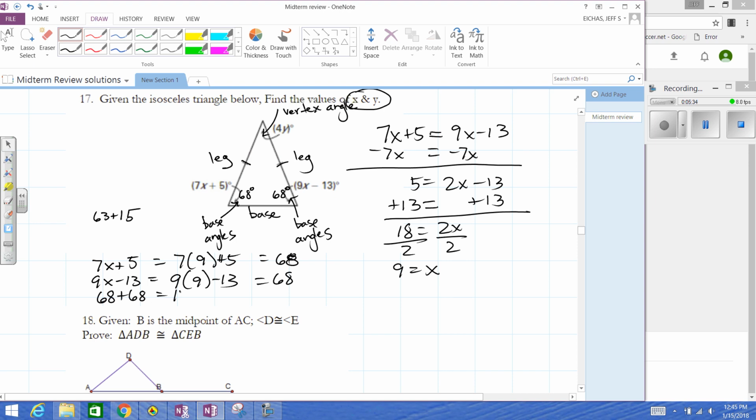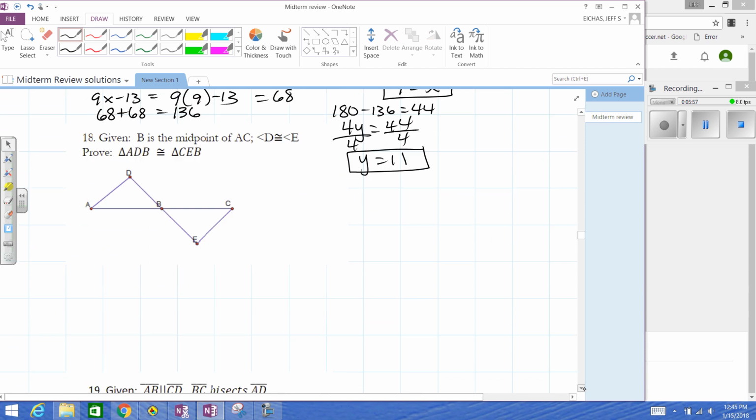What we have is 136, and then we're going to do 180 minus 136 to get 44. Okay, so this angle's 44, but we need y. All right, 4y equals 44, y equals 11. There were plenty of other ways to do that problem, but that's how I decided to do it.